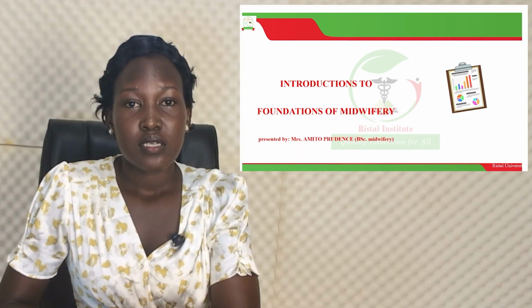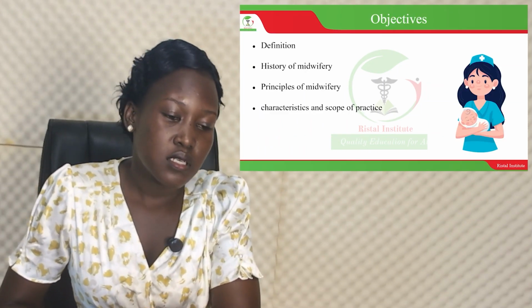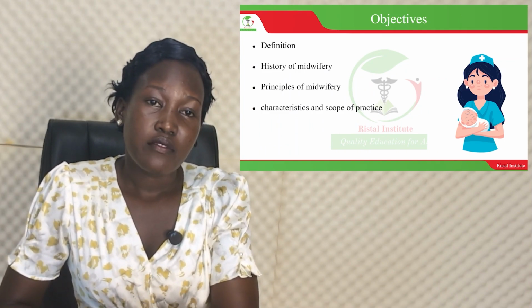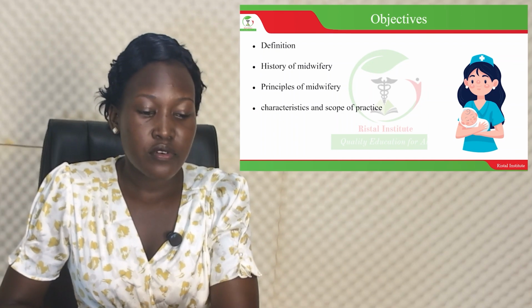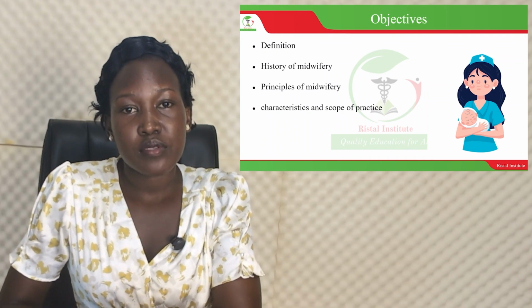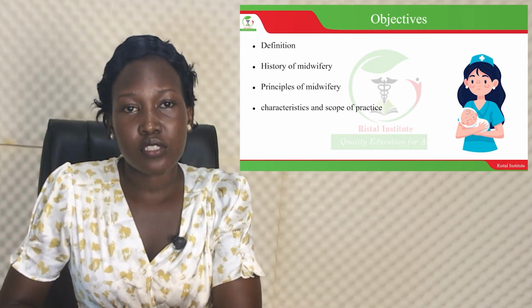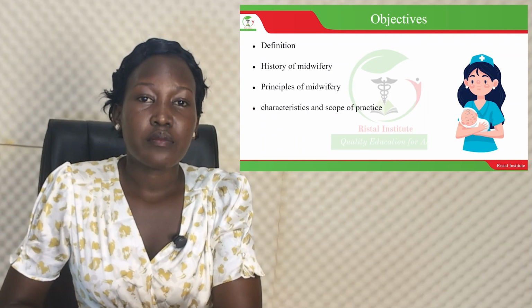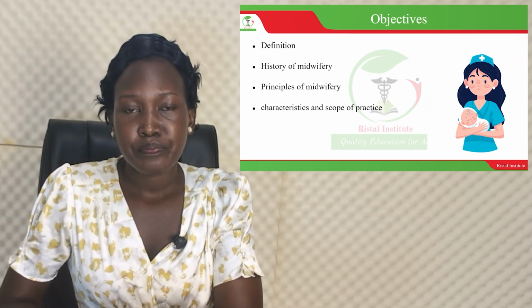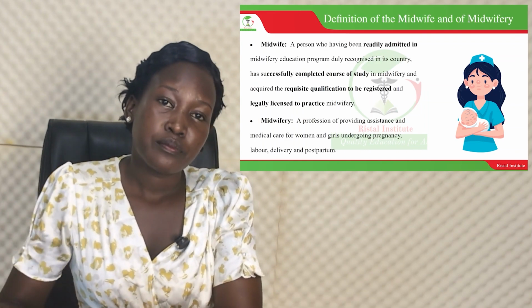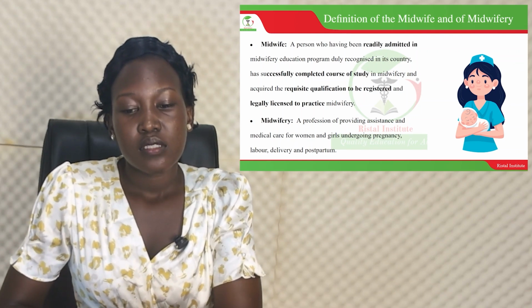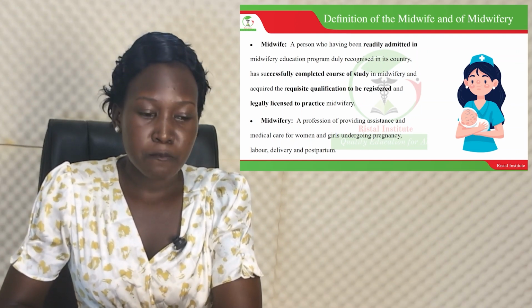So as for today, we are going to have objectives that we shall look at. One, definition. We have history of midwifery, principles of midwifery, characteristics and scopes. As we follow the objectives, we shall have some other headlines which are not mentioned in the objectives. So now, we need to know the definition of a midwife and midwifery.